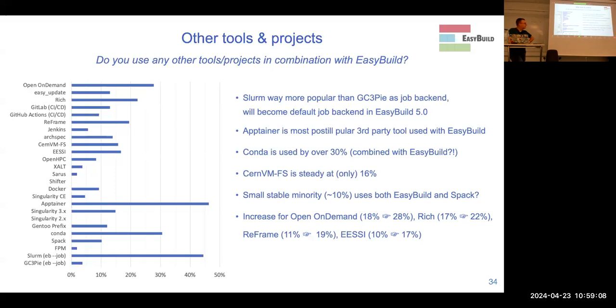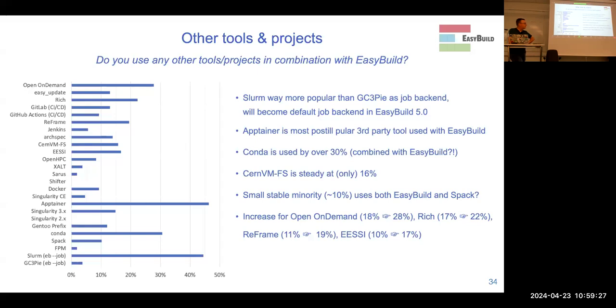And some other things which were only added to the survey recently is Open OnDemand, for creating a web portal to let you access your infrastructure through a standard browser. More and more people are using that. I think that makes sense. It's a very good way of drawing in more people.